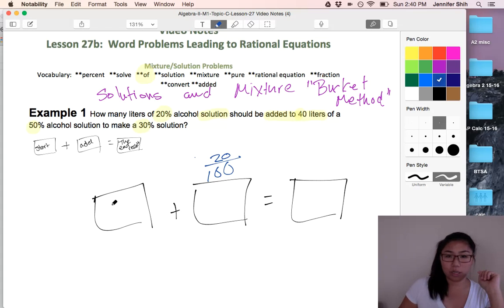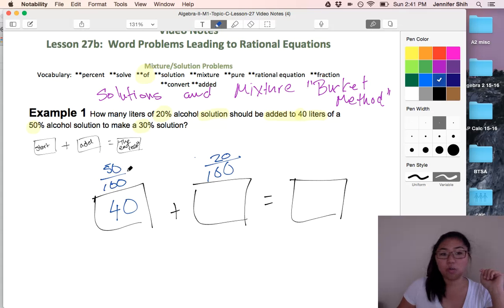So I start with 40 liters, but it's of a 50% solution. So 50 over 100. I'm writing my percentage, and this is the quantity of my material or my mixture. Together, they need to make a 30% solution. So I'm going to write my 30 over 100 here. My end result will have 30% of my solution.